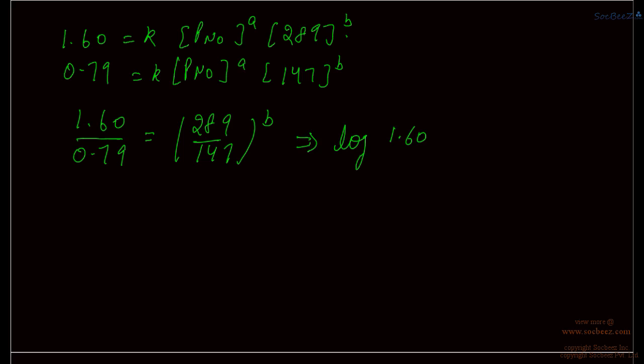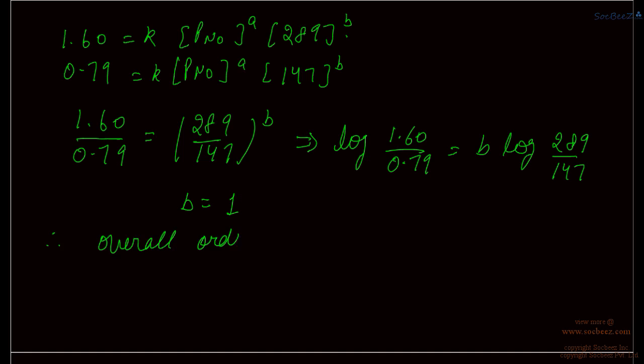Okay, so here, if we take log at both sides, we get log of 1.60 upon 0.79 equals B into log of 289 upon 147. So, solving this expression, we get the value of B equals 1. Therefore, order of reaction with respect to H2 is 1. And hence, overall order of the reaction equals A plus B equals 2 plus 1 equals 3. So this is the answer.